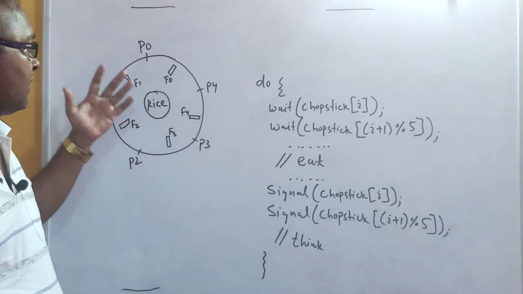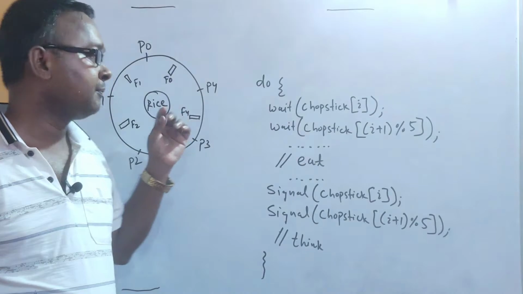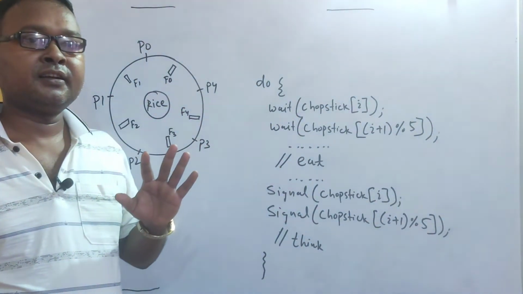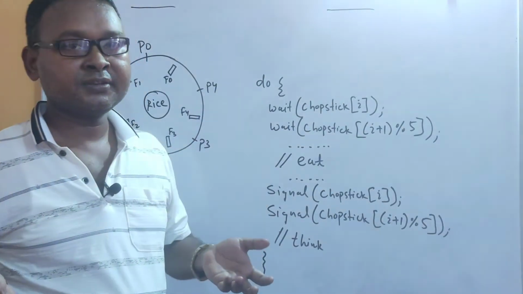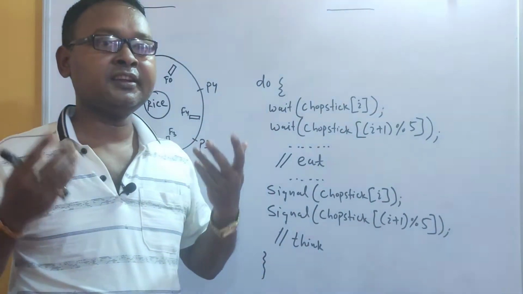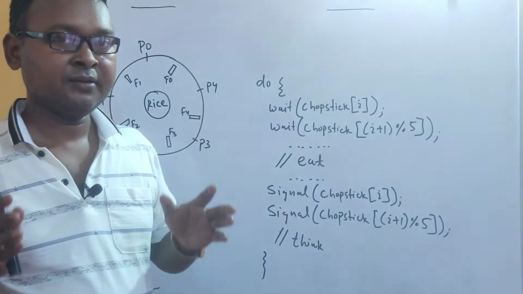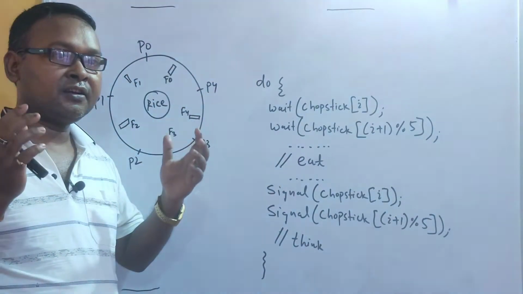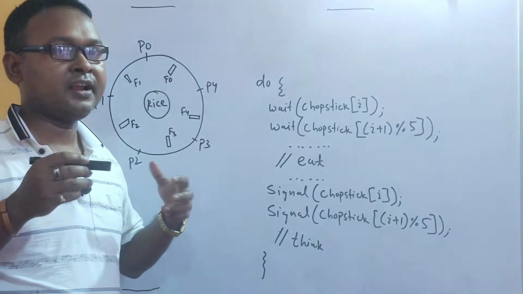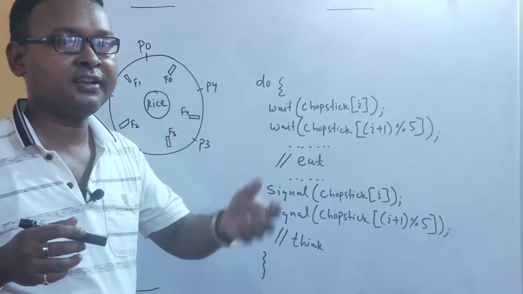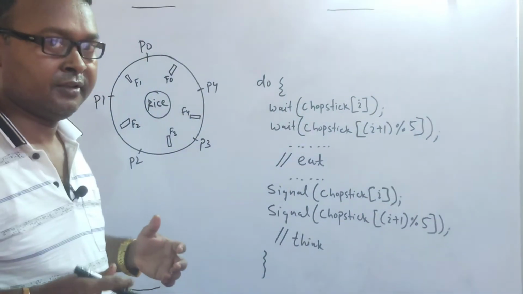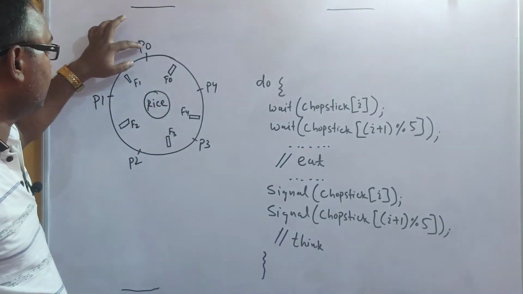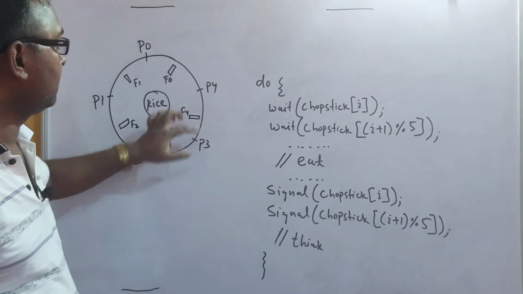Okay, so what the dining philosopher's problem says, that once upon a time there were 5 philosophers, and what is the work of a philosopher? They are thinking and eating. Their work is only that. Okay, so philosophers will be thinking a lot, and when they get hungry they will go for eating, right? So once upon a time there were 5 philosophers, philosopher P0, P1, P2, P3 and P4.